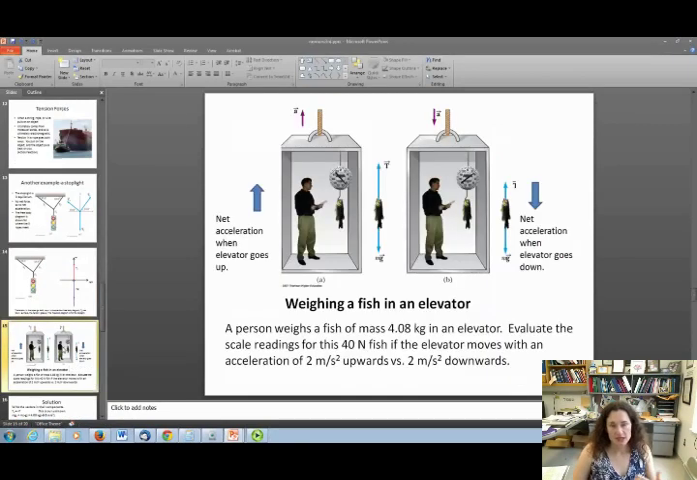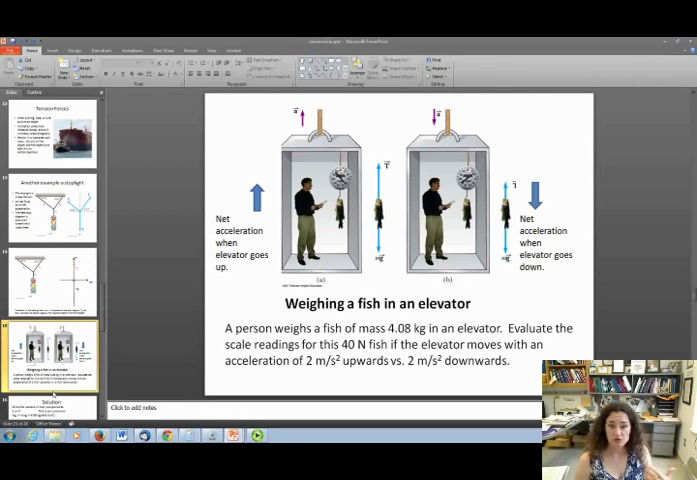All right. Let me do another example problem for tension. And this one I'm going to do a full example with the free body diagram and applying Newton's second law to solve. All right. So this one's called weighing a fish in an elevator, which I know is something that we've all done. All right. So a person weighs a fish, and the fish has a mass of 4.08 kilograms, and it's being weighed in an elevator. So evaluate what the scale says that the weight of the fish is.